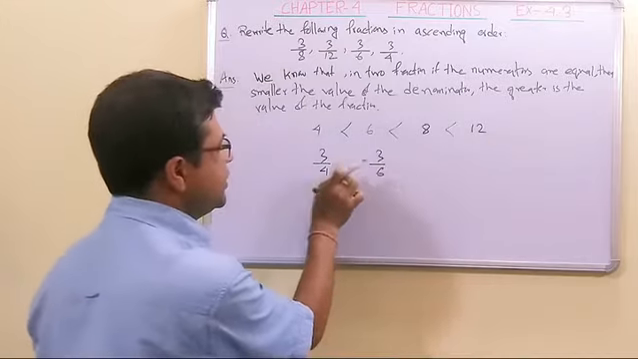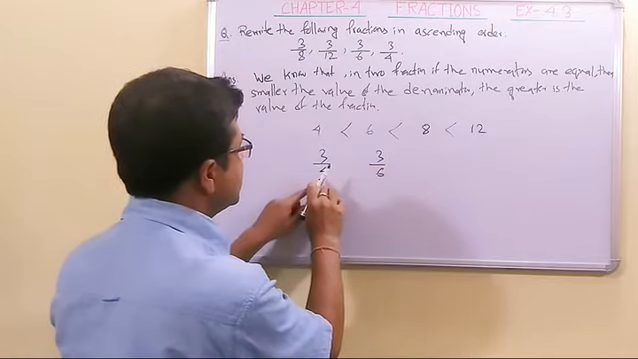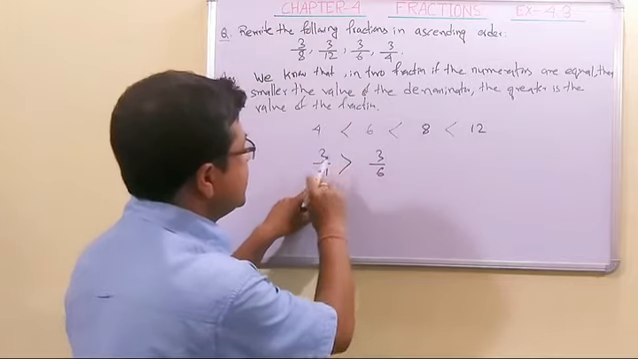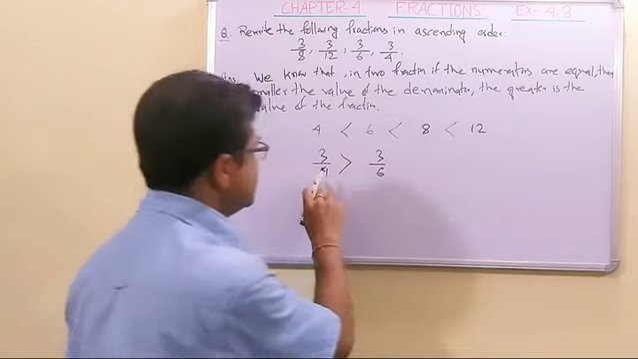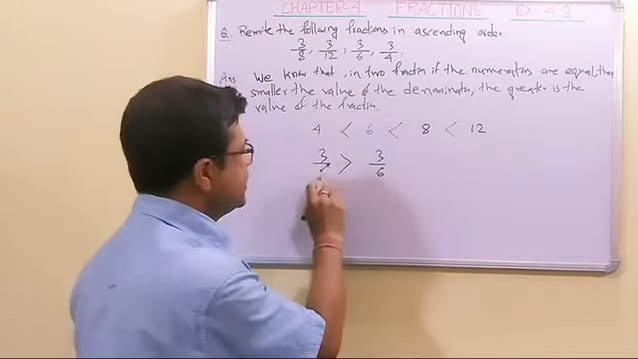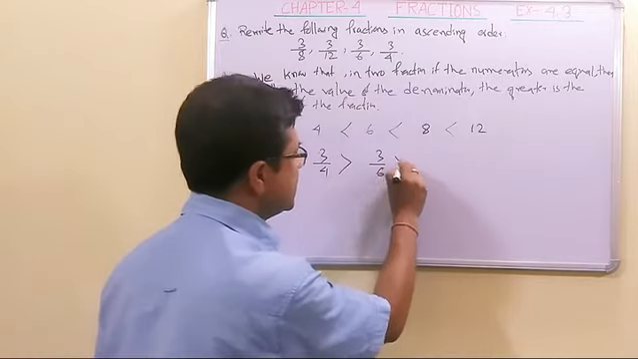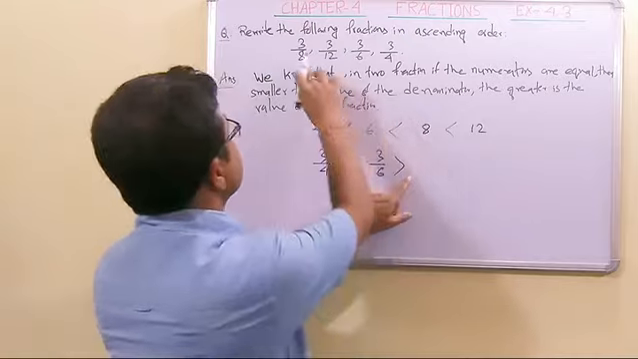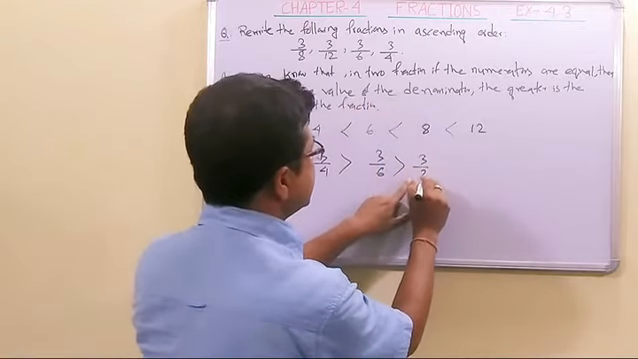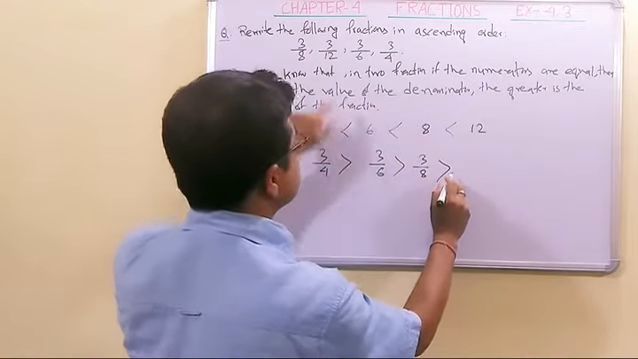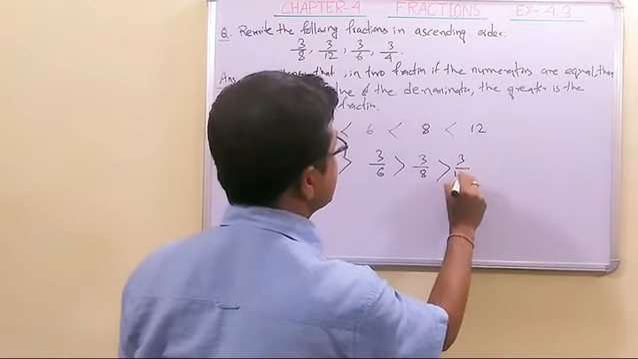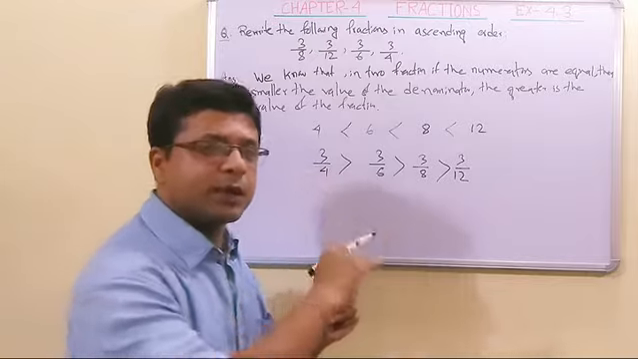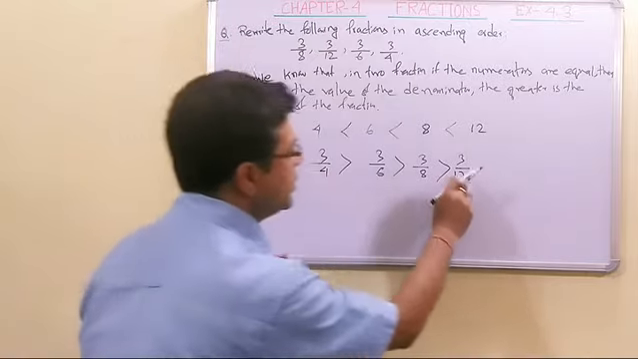Numerators are same, denominators are not equal. Smaller the value of the denominator, greater is the value of the fraction. So where the denominator is 4, this fraction is greater than this fraction. Similarly, what is the next one? 8, this one, 3 by 8. Next one is 12, this one, 3 by 12. But our question is ascending order. Ascending is smaller to bigger, but this is bigger to smaller.